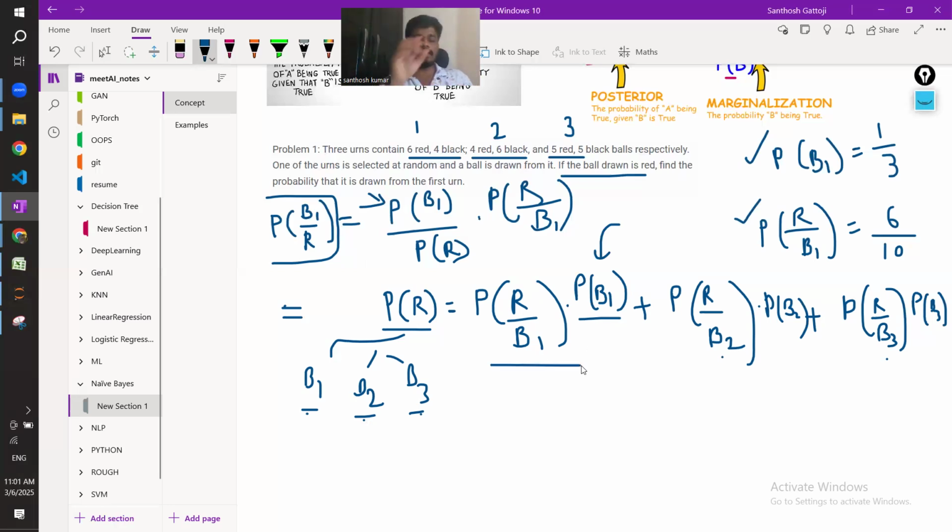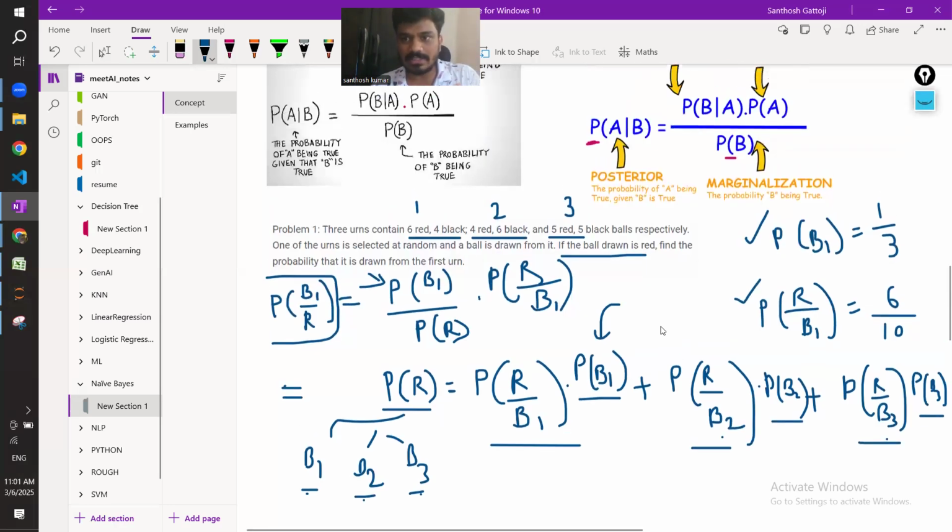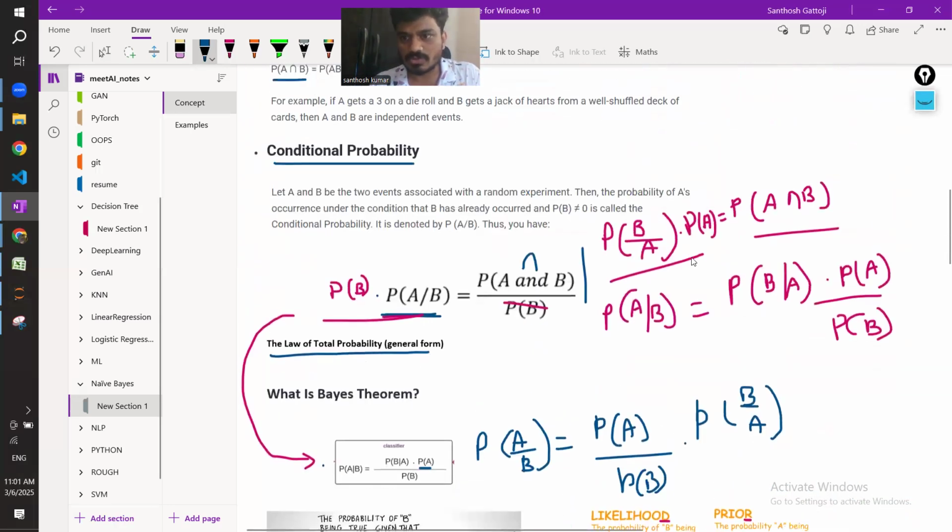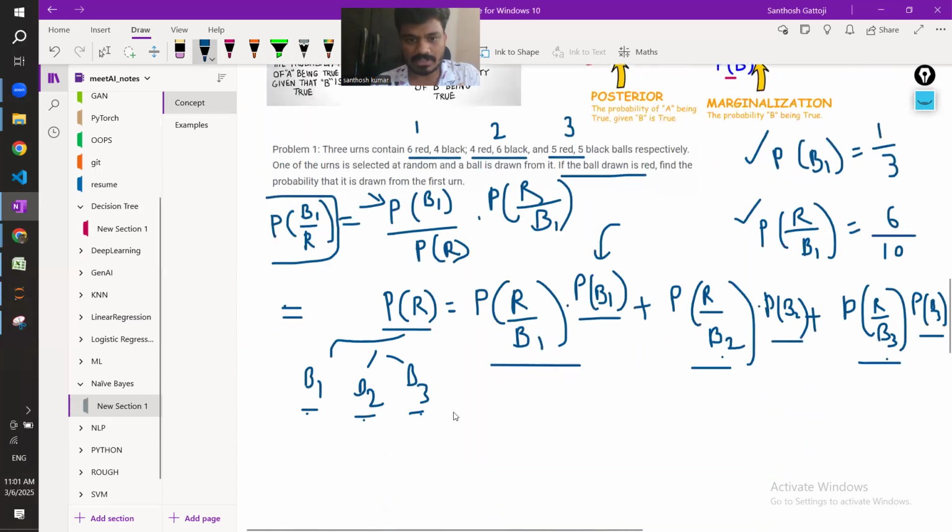Got it. So again, next time going for B2. What is the probability to pick B2? That is this. In that, what is red? This. B3 is this. Clear? So this one, we can also see in a slightly different way.